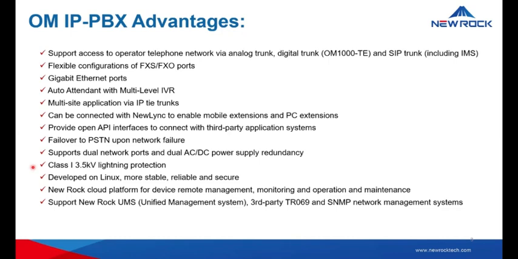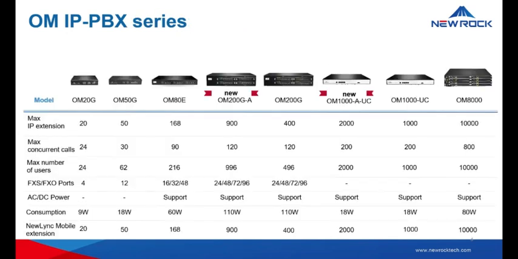Okay, so those are the advantages that we have for our OM series. So let's go to our product when we talk about OM IPPBX series. As you can see here, we have our OM20G up to our big brother, that is our OM8000. For OM20G, it can support a maximum of 24 concurrent calls with a maximum of 24 users. For OM50G, the maximum concurrent calls is 30 with a maximum of 62 users.